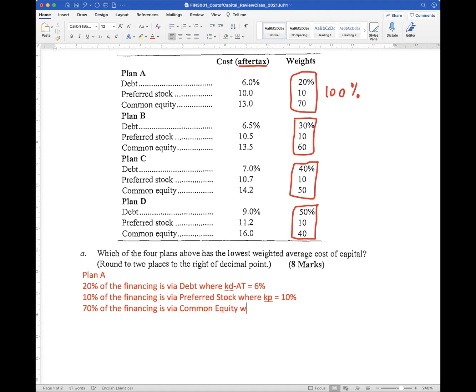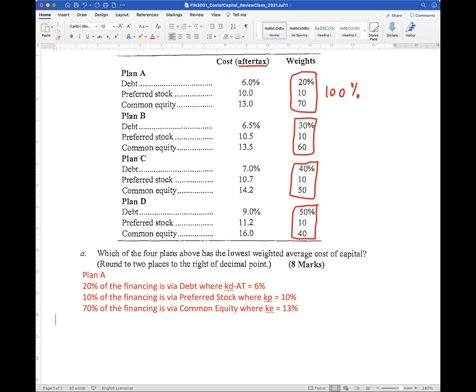where the cost of common equity is 13%. Now, I said 20%, 10%, and 70% of the financing.